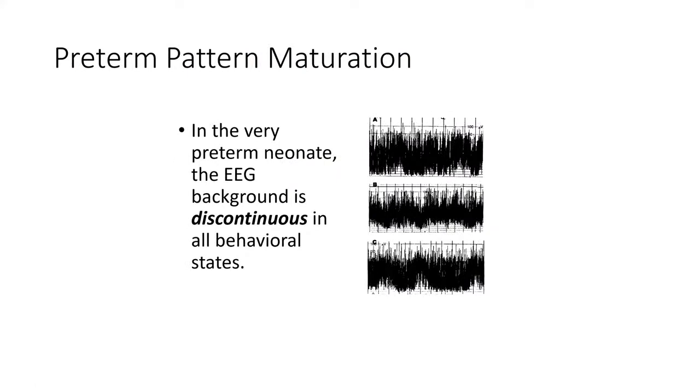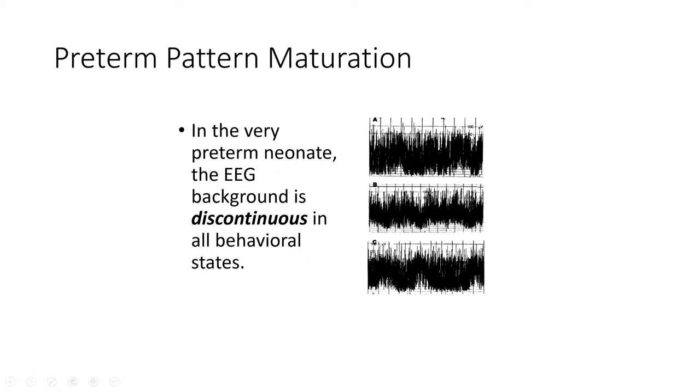So we know seizures, whether you're term or preterm, are bad. But let's talk about whether or not you see the patterns you expect for age. Remember, with our very preterm babies in the 23, 24, 25, 26 week range, even up to maybe 28, we often have a lack of cycling, or we may see just the emergence of cycling.